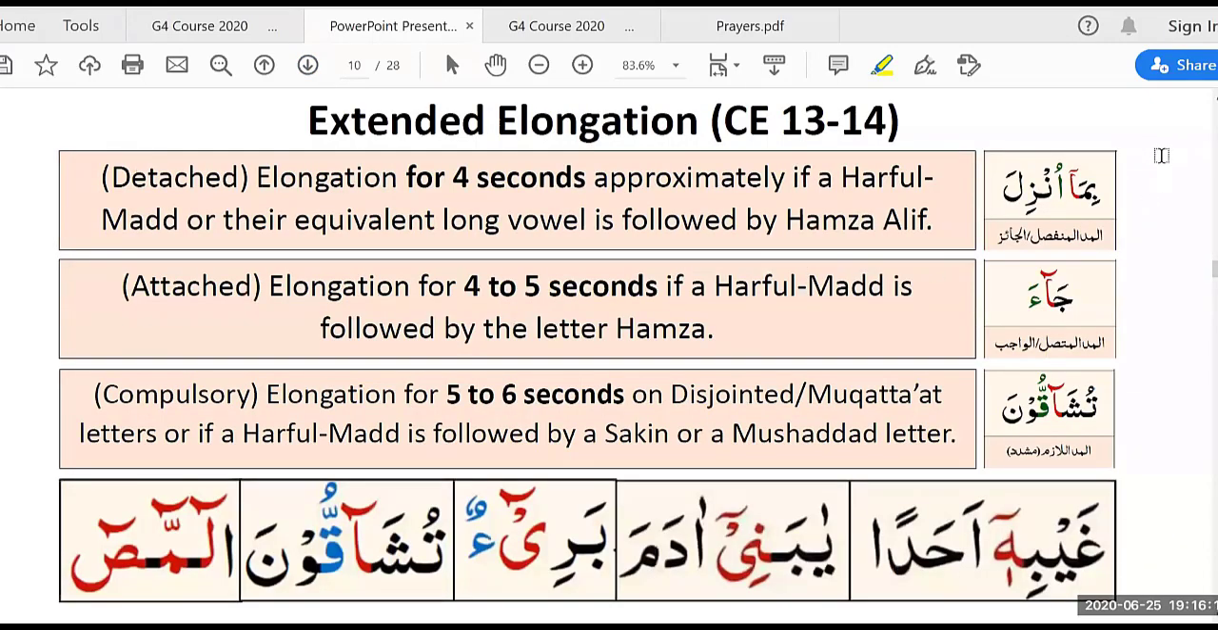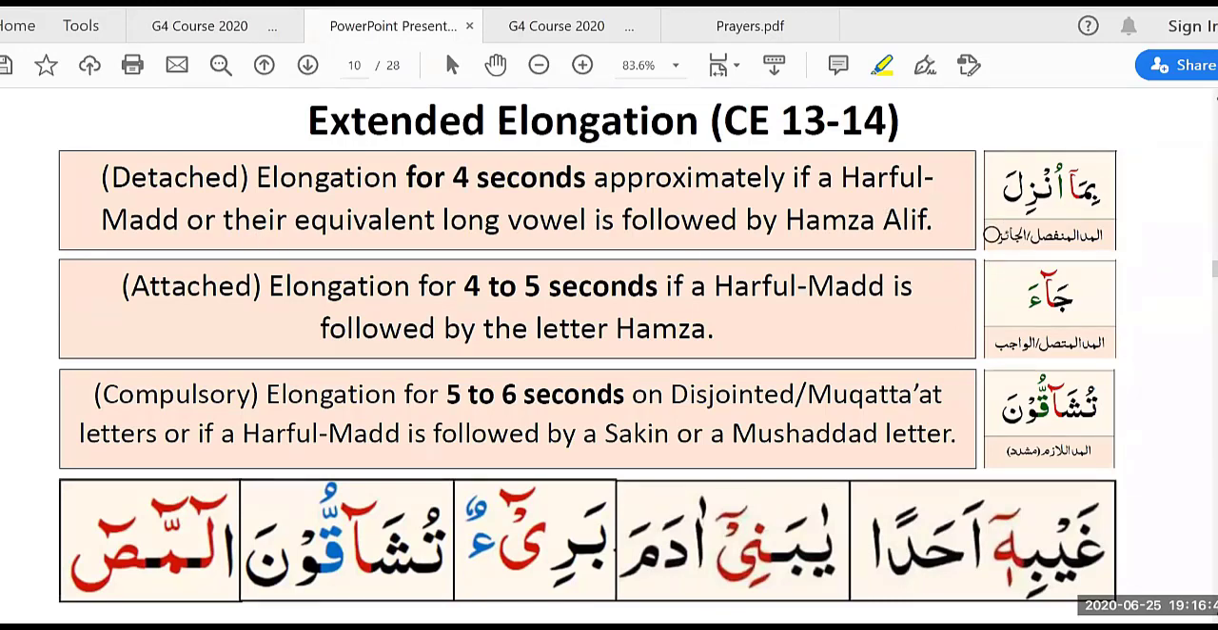Okay. So next we have extended elongation. In extended elongation, we have two broad categories. Firstly, we have the medium long stretch, which is also known as al-maddul munfasil or small mad, choti mad. And then the other category is extra long stretch, badi mad. We will go into detail because there are two more categories in the extra long stretch.